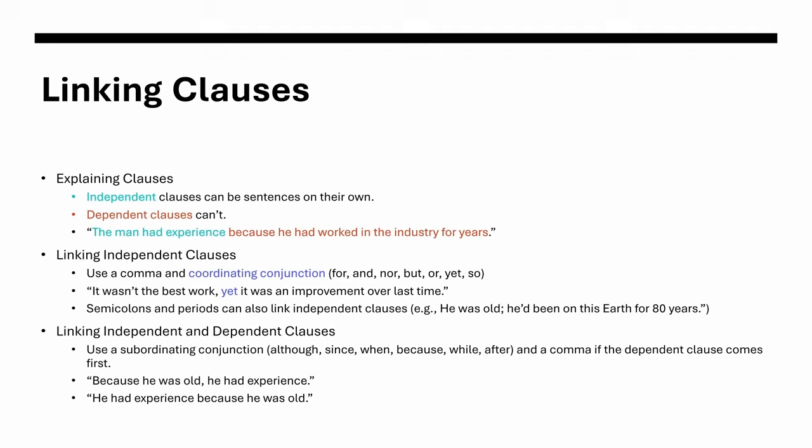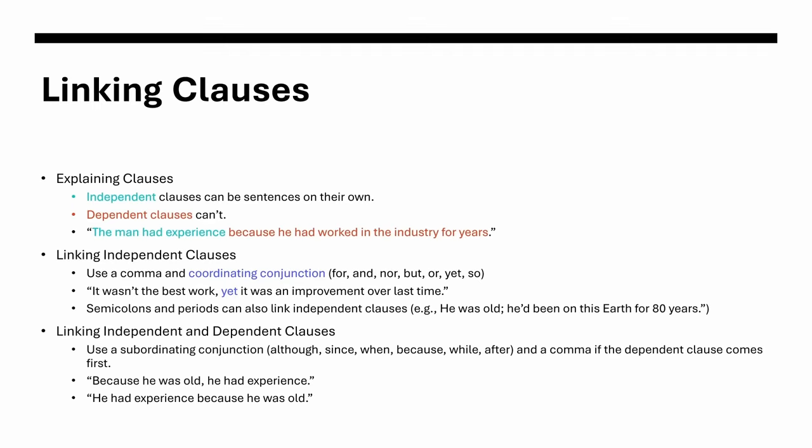Linking clauses. What is an independent clause? What is a dependent clause? Well, a clause to begin with is just a building block of a sentence that involves a subject and a verb. Independent clauses can be sentences on their own. Dependent clauses can't. So the man had experience could be a sentence on its own, but because he had worked in the industry for years can't, because it starts with because and it's not really explaining what that because is to, right? If I just said because he had worked in the industry for years, that sentence is missing something, right? It just doesn't make sense.